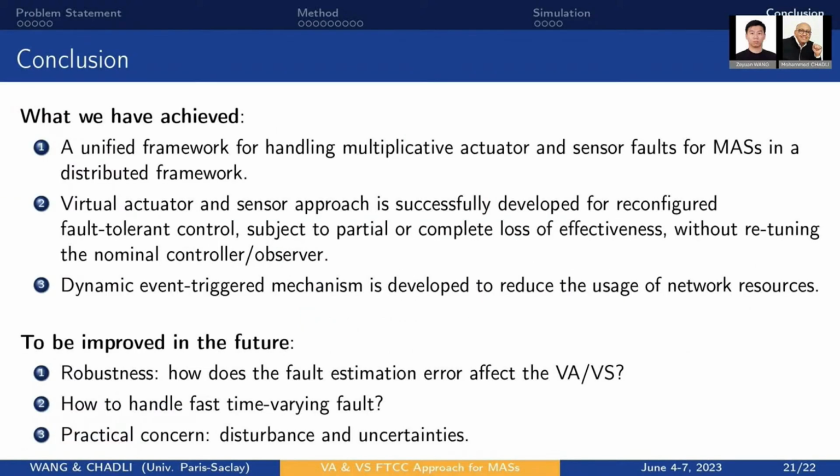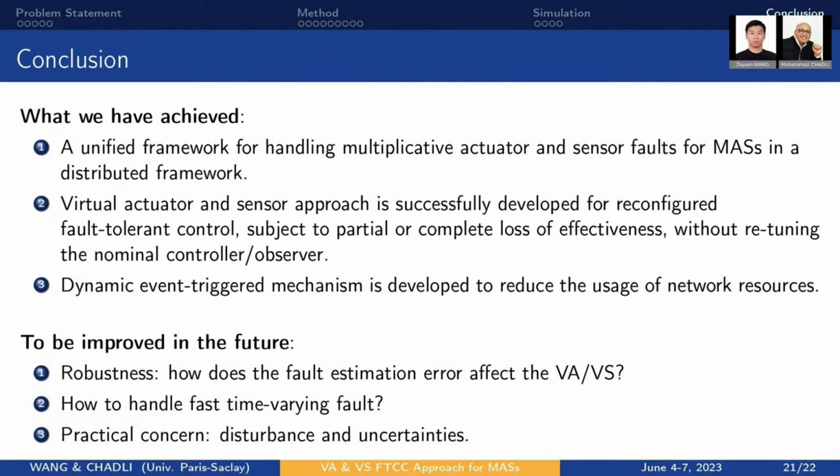And finally, for conclusion, in this paper, we proposed a unified framework of fault-tolerant cooperative control for multi-agent systems under multiplicative actuator and sensor faults. We have developed a virtual actuator and virtual sensor-based approach which can handle the partial or complete loss of effectiveness. The dynamic event trigger communication protocol is also developed to reduce the usage of network resources.